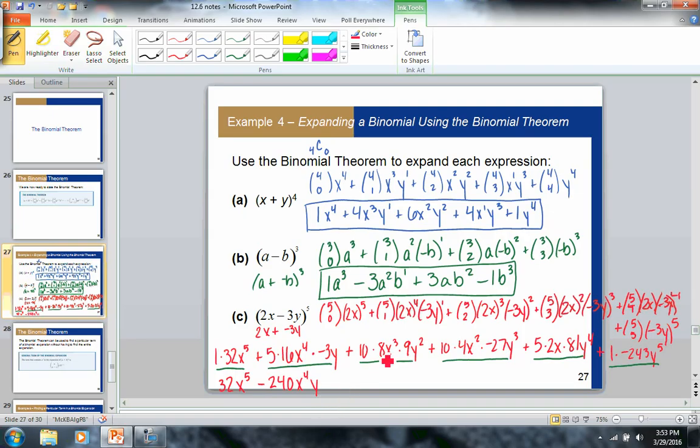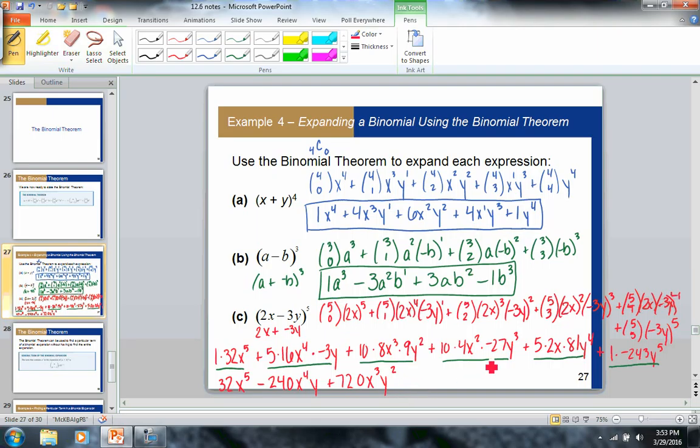Then I'm going to have 10 times 8, so that's 80, times 9 would be 720, so I'll have positive 720 x to the third y squared. So notice how I've gone from a positive to a negative to a positive. Now my next term should be negative.